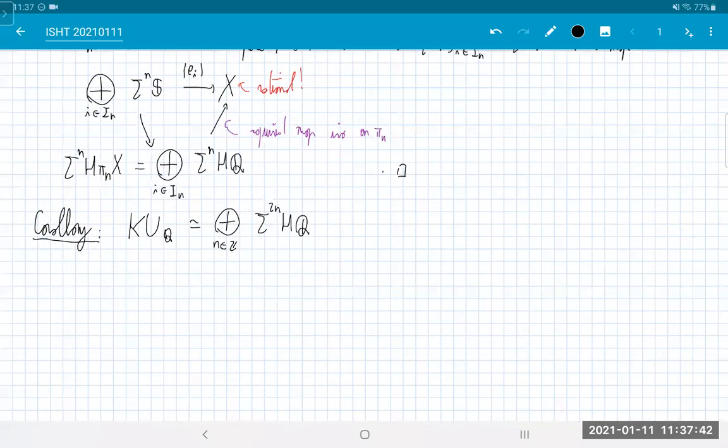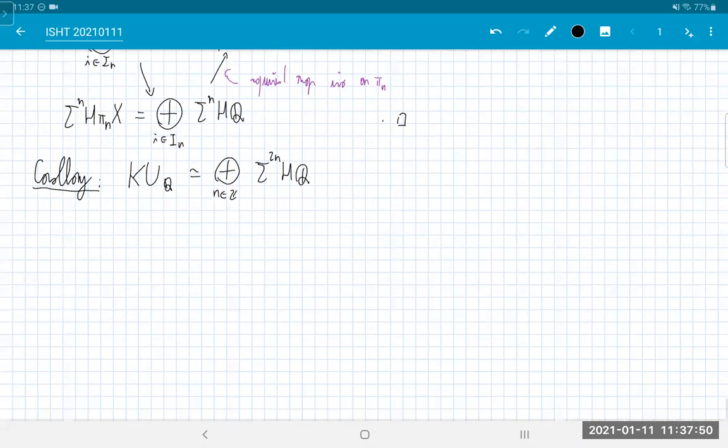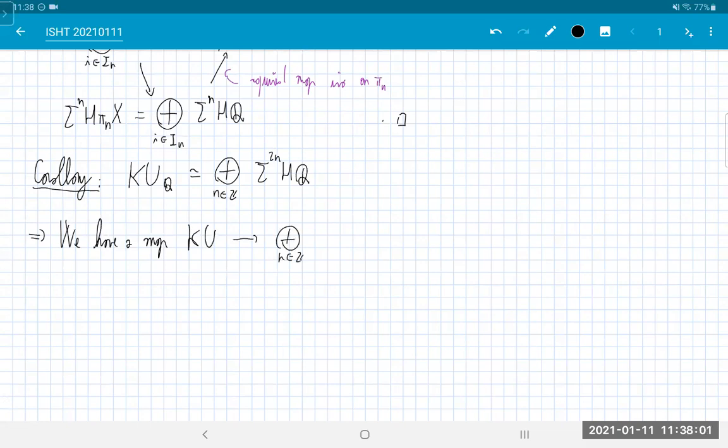And well, it was Z in each even degree, and when you rationalize, you get a Q. So we have a map from Ku to this guy. And I'm not talking much about ring structures, but from the fact that it's a smashing localization, it also follows that it's a ring map. But I'm not going to enter this. I'm just mentioning it, which is called the Chern character.